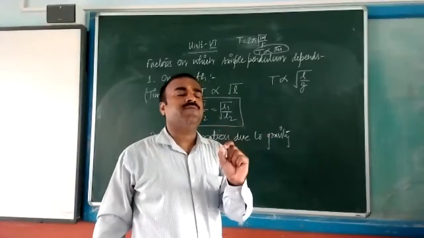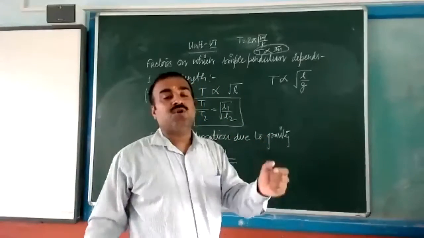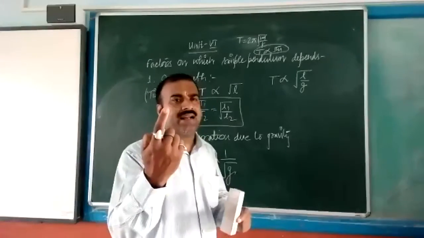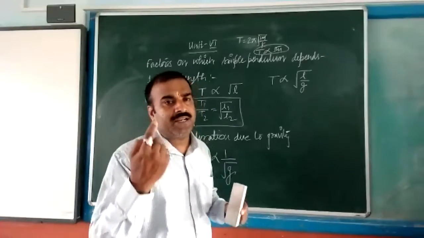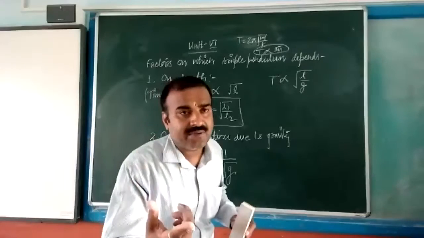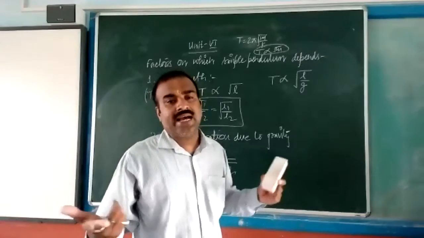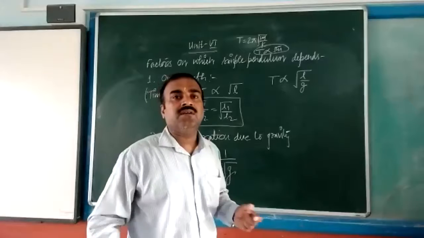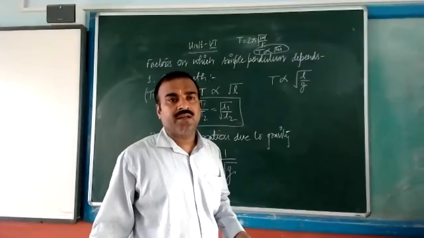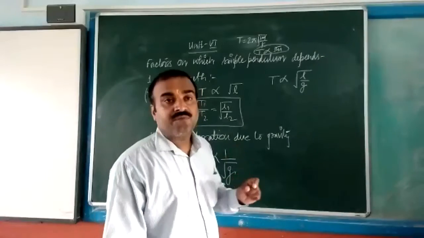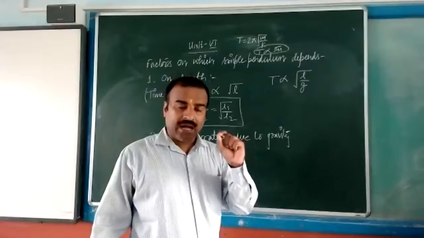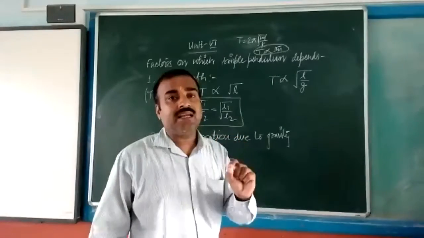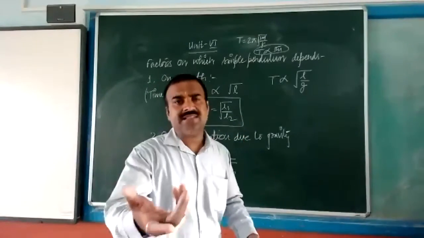Or simply, if you want to define it, for the freely falling body, one line you can define it. For the freely falling body, the increase in velocity in 1 second is known as acceleration due to gravity. Please repeat this definition again. For the freely falling body, all of you can write it. It's a very easy definition.